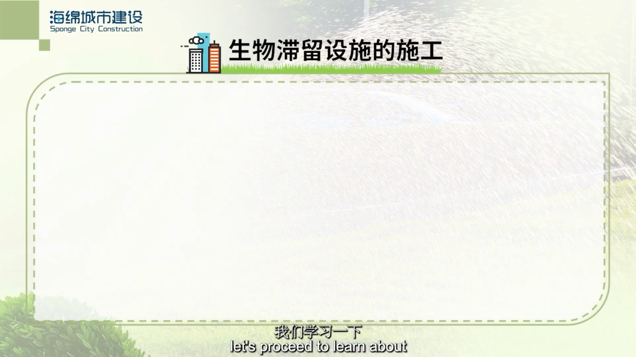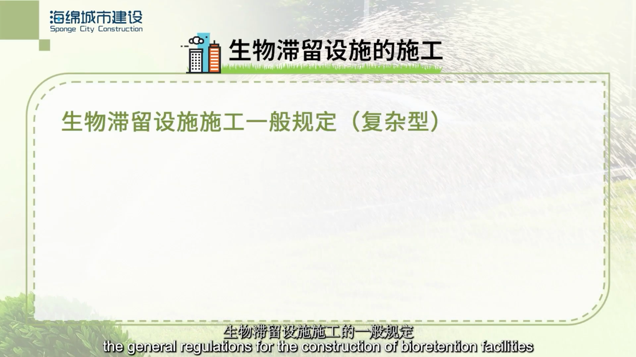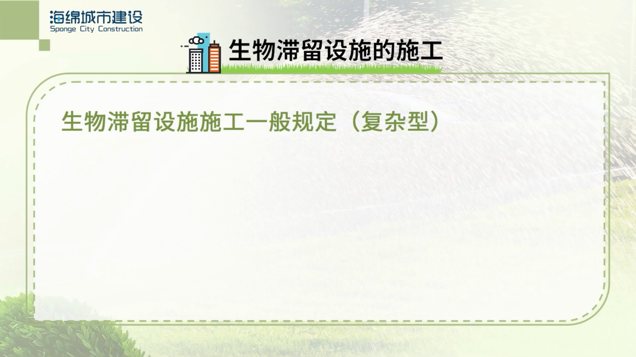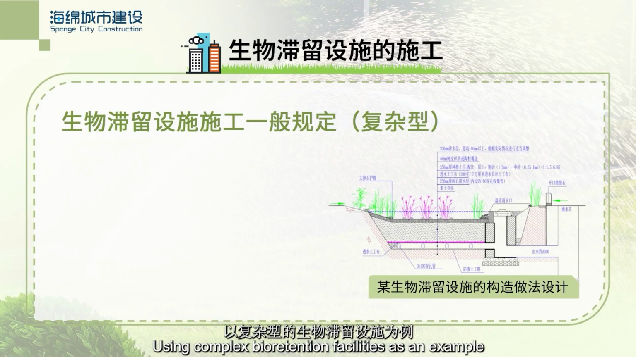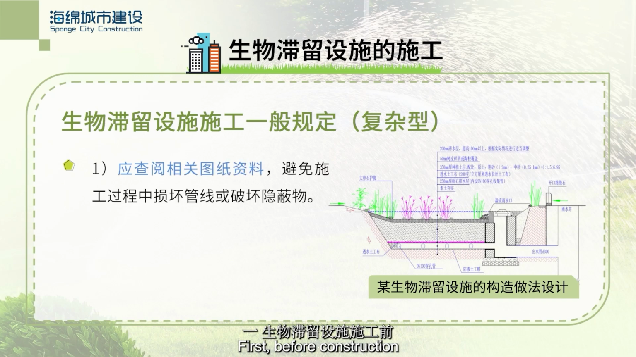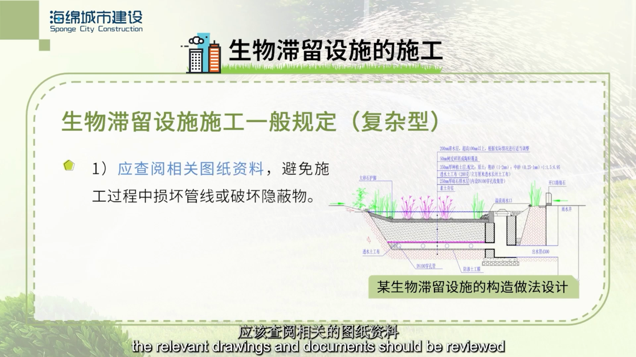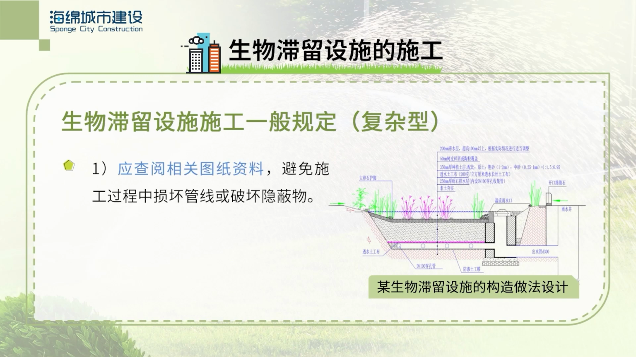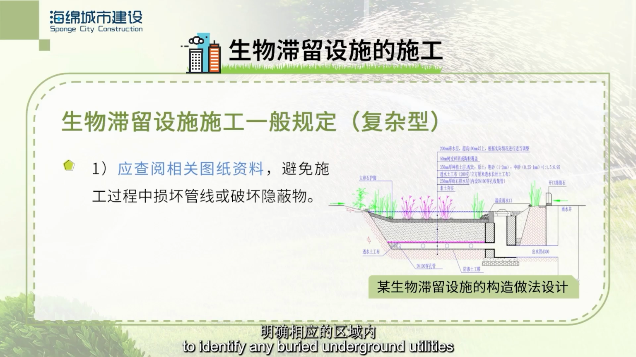Now, let's proceed to learn about the general regulations for the construction of bioretention facilities, using complex bioretention facilities as an example. First, before construction, the relevant drawings and documents should be reviewed to identify any buried underground utilities or hidden obstacles in the designated area. This is to avoid damaging the utilities or disturbing hidden obstacles during construction.